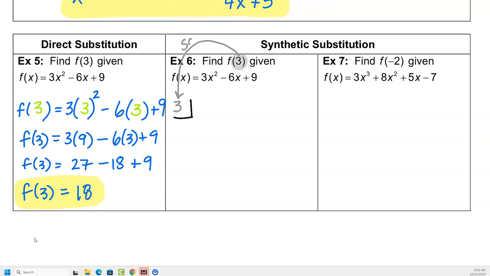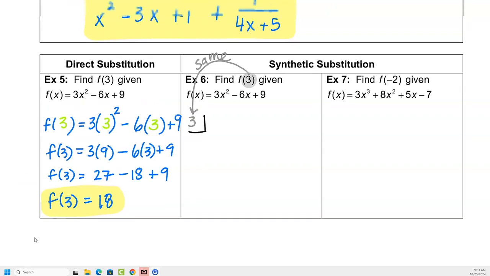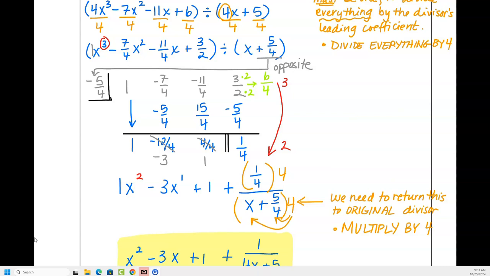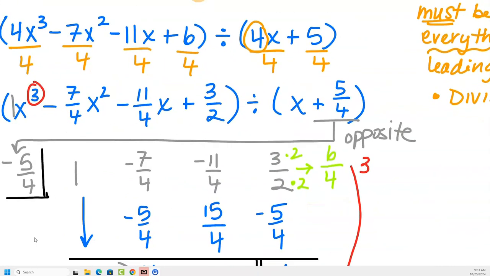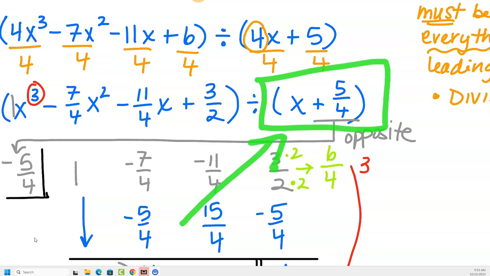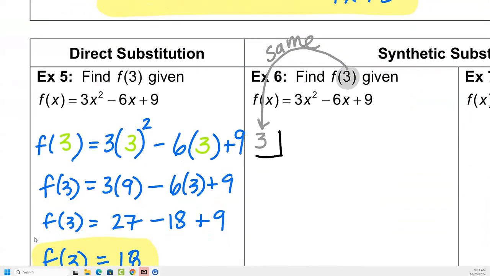Notice that this is the same here. It's not the opposite. When do you take the opposite? Well, it's when you pull it from a factor, right? So see here, we're dividing by a factor, x minus something. I know it's x plus in this case, so it's a factor. But notice down here, this is not a factor, it's just a number. So you put the number as you see it.